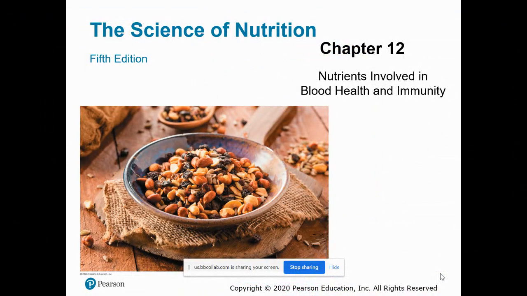So still here in unit 3, talking about the micronutrients. I believe this is our last chapter for unit 3. In this chapter, we're going to be talking about some of the micronutrients that function in blood health and blood cell formation. And we'll talk a little bit at the end of this chapter about different micronutrients that support our immune system.